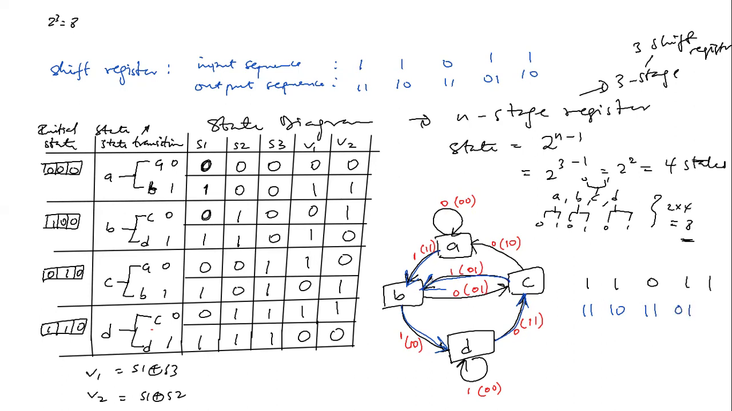And then from B, 1 is emitted. So we are moving back to D. And that is 1, 0. Now you see that using the shift register, this is what we got. And using the state diagram, we got the same output.